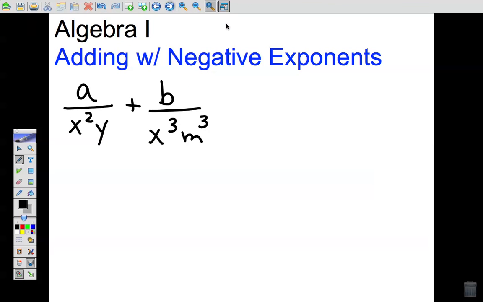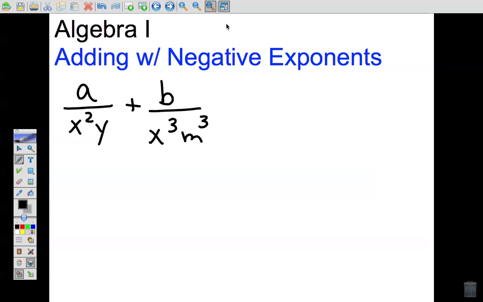And the topic here in algebra is we're going to add with negative exponents. And with this topic, let's take a look at this sample that I have on this screen. We've had these type of problems. You're basically adding two fractions. We have two denominators that aren't the same.